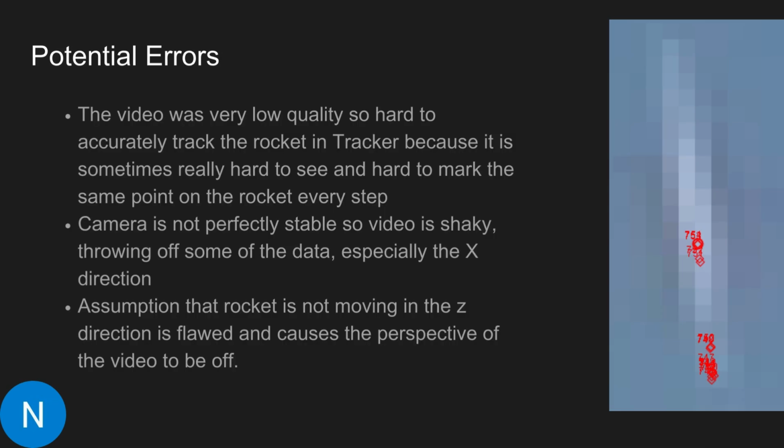For potential errors, the video is very low quality and it's hard to track in Tracker because it's very faint and hard to see, and I could only download it in 720p. The camera is not perfectly stable, which has a big effect on the X direction. We also assume that the rocket is not moving in the Z direction, and that is flawed and causes the perspective of the video to be off. Additionally, we do not take into account air resistance, which is growing, especially as the rocket is starting to move quicker.